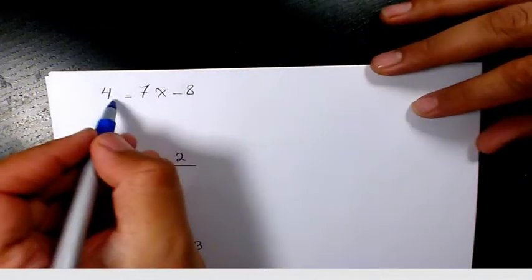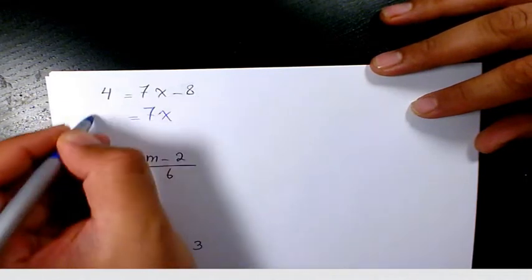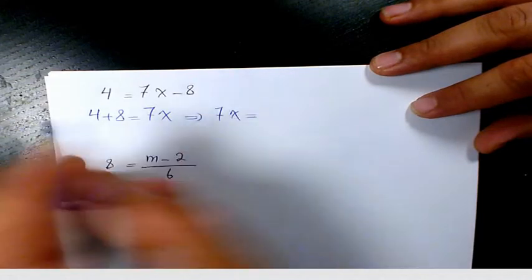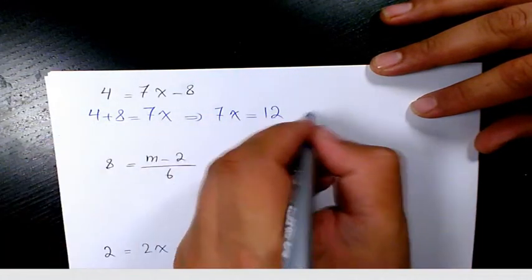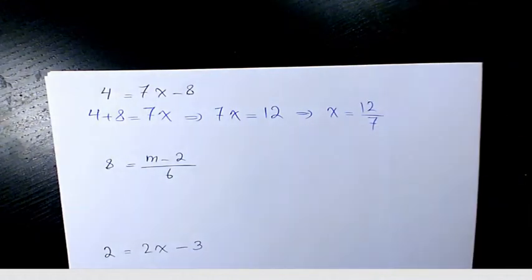So here we have 4 equals to 7x minus 8. So I have 7x in here. 4 plus 8, so we have 7x equals to 12, because 4 plus 8 is 12. So x will be 12 divided by 7. And we cannot reduce it further.